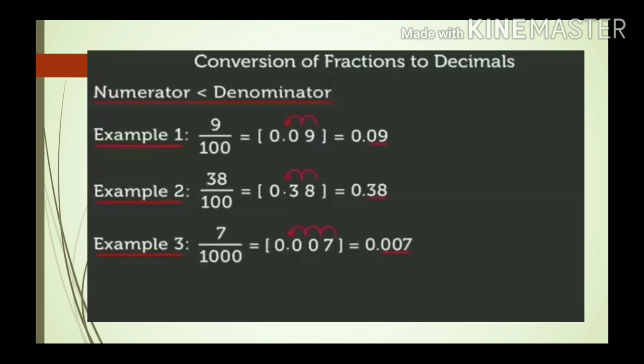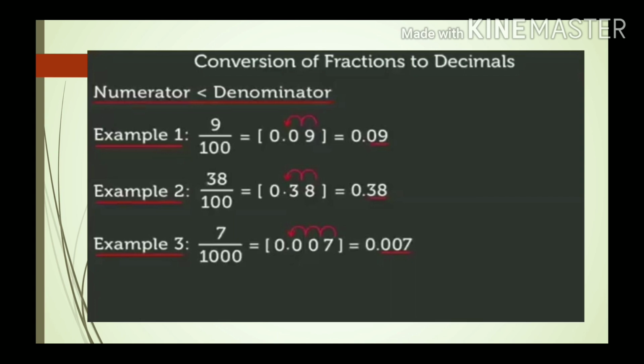So here in example 1, 9 upon 100. We have to convert this into a decimal. So let's see. First we have written 9, and before 9 we have to write 0 to make sure that there are 2 digits after the decimal, because in the denominator 100 is given, so we have to write 2 digits in the decimal places. So the decimal is 0.09.